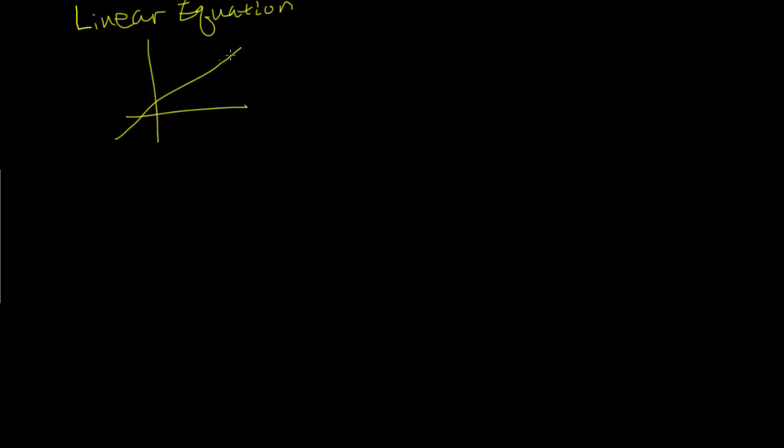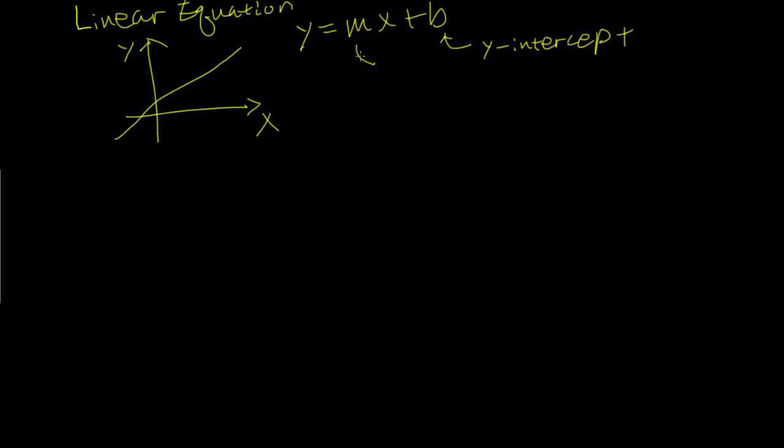The general form of the equation for a linear equation is y equals mx plus b, x being the x-axis, y being the y-axis. b is called the y-intercept. And m is called the slope.